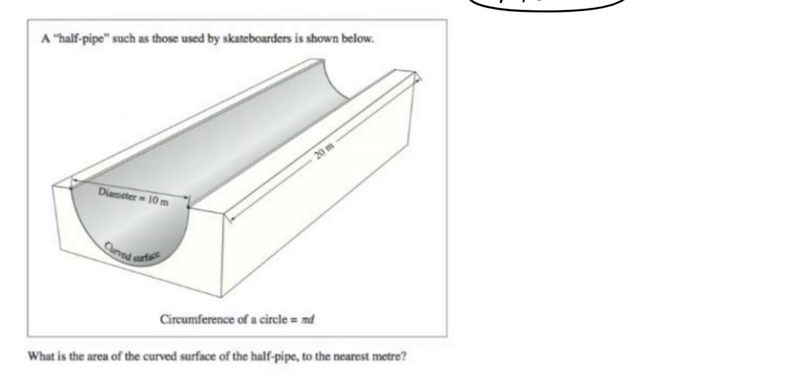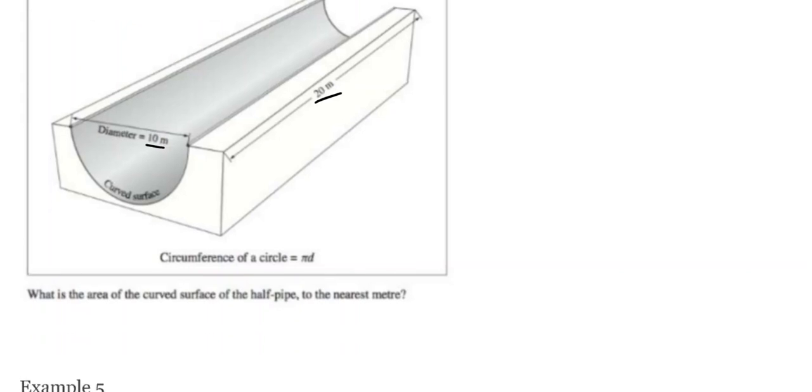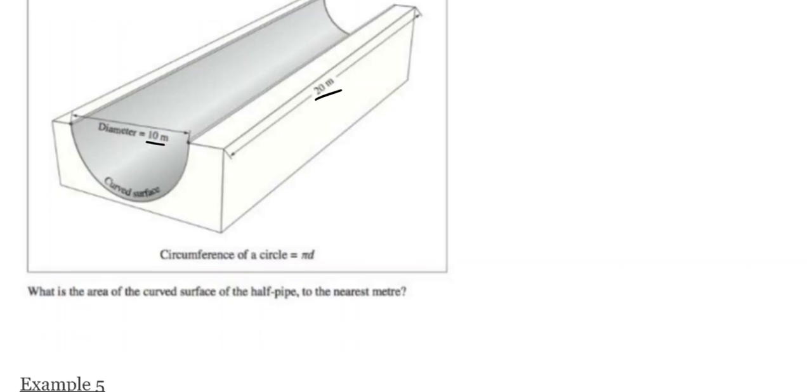Okay, so looking at this half pipe, we can see that it has a diameter, right? If this whole thing was a circle going from there to there, if it went all the way around, then the diameter of that, well, half a circle is 10. The length of it is 20. Okay? Now it says, what is the area of the curved surface of the half pipe to the nearest meter?